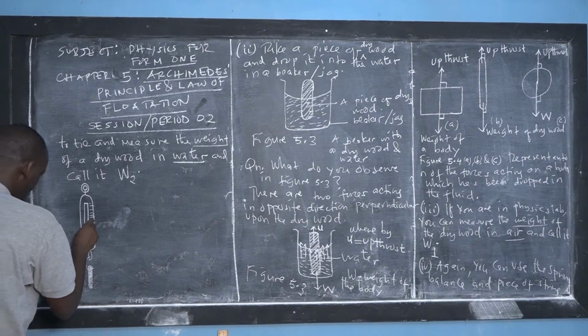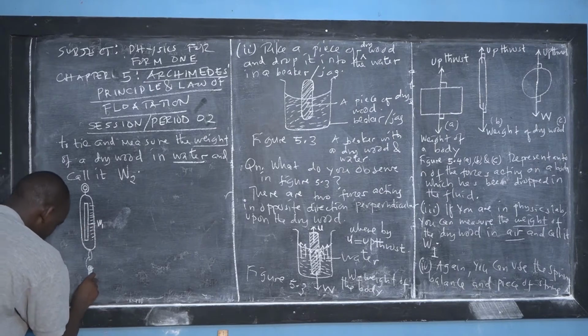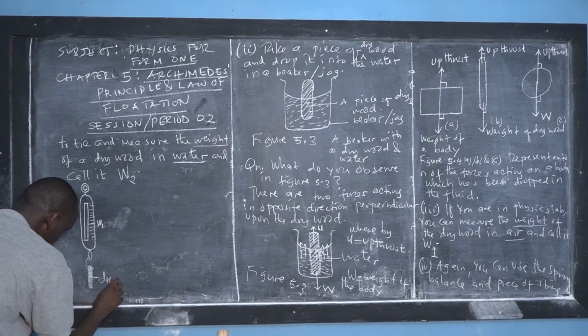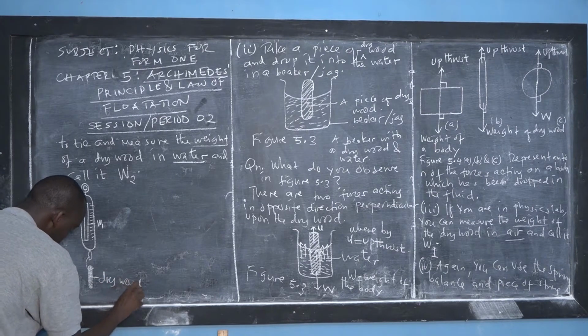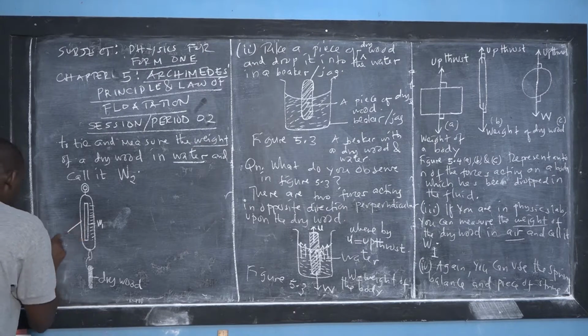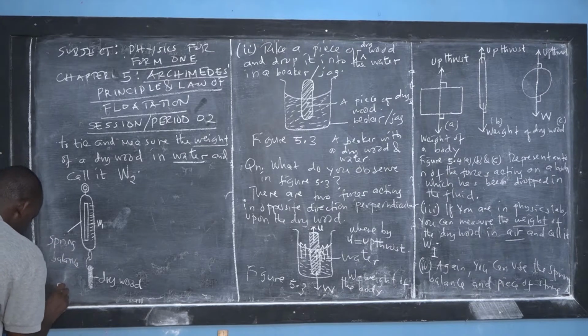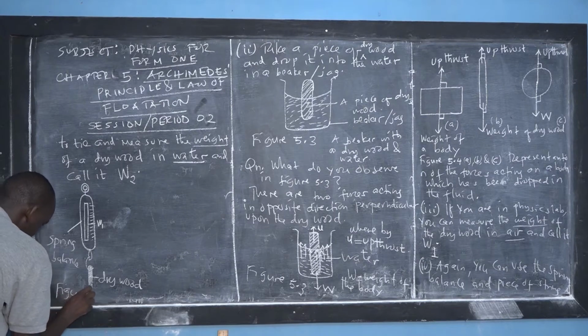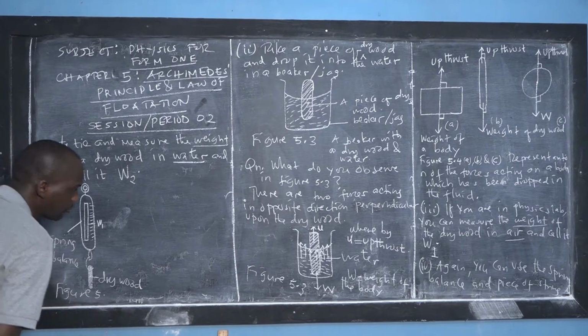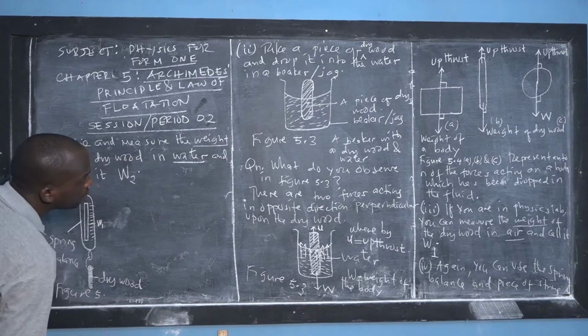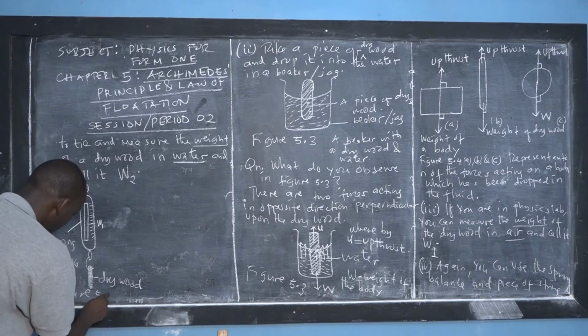Then suppose that this is weight 1. So this is dry wood, and this is the spring balance. And this is figure 5.25.